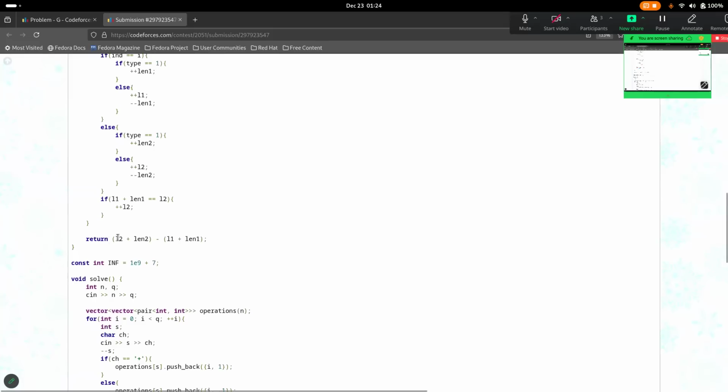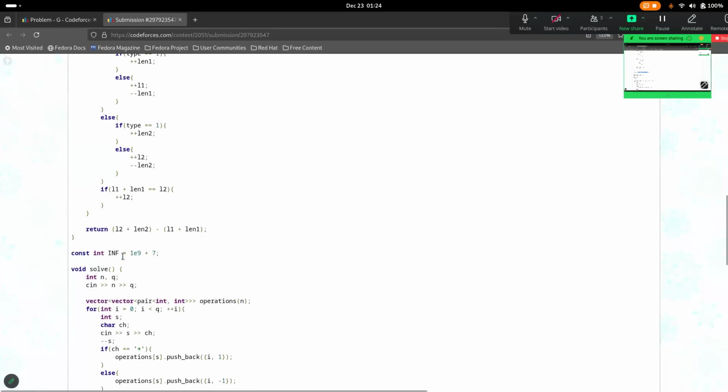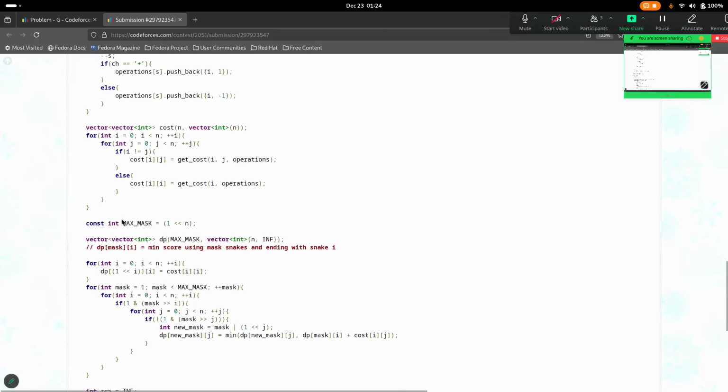And finally, initially with just the first snake, this would have been our minimum score. With the second snake, this became the score. So what is the extra score that was added because of the second snake? That's the difference between these two. And this is like our infinite. And finally, we just go on and have our DP state.